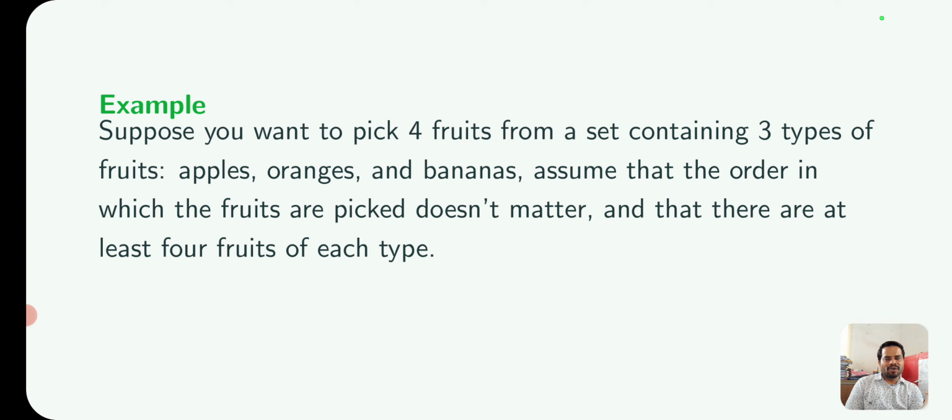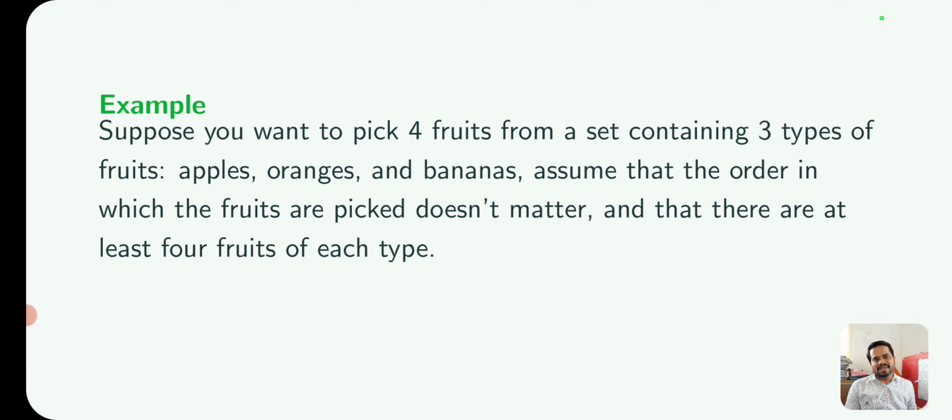Assume that the order in which the fruits are picked doesn't matter, and that there are at least 4 fruits of each type. So read here again carefully. I repeat again, there are 4 fruits of 3 types. What are those 3 types? Apples, oranges and bananas. We have to pick 4 fruits, and there are 4 fruits of each type. Yes, it means 4 apples, 4 oranges and 4 bananas are there, and we have to select 4 fruits. And here the repetition is also allowed.